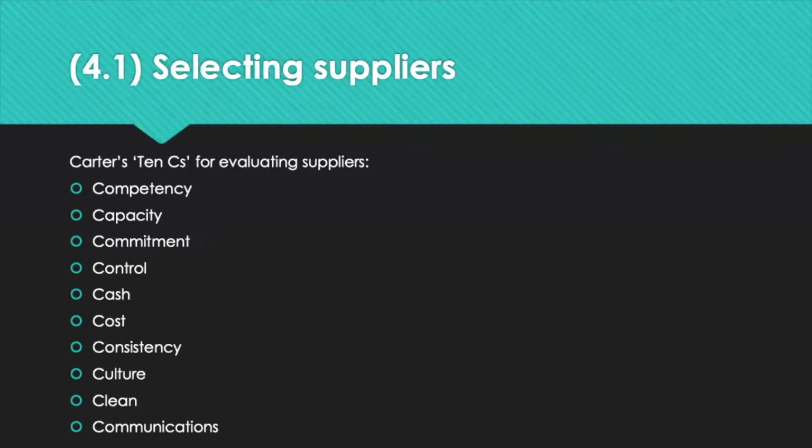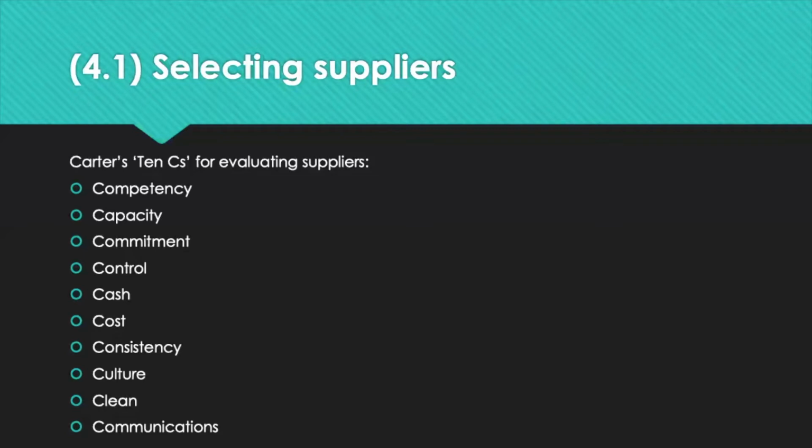Cost looks at whether the supplier is offering a fair cost, not just a good price. Consistency. Is the supplier able to deliver the same product time after time? Culture. Does the supplier's culture fit with your culture? Clean. Is the supplier green and do they do their best to be environmentally friendly?